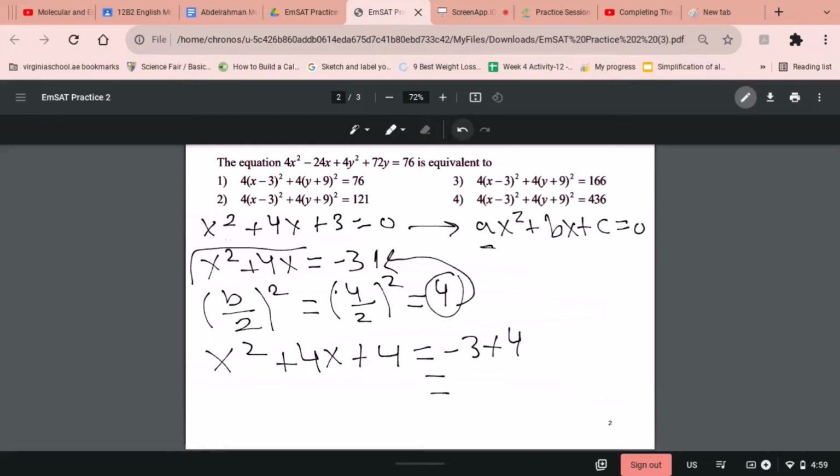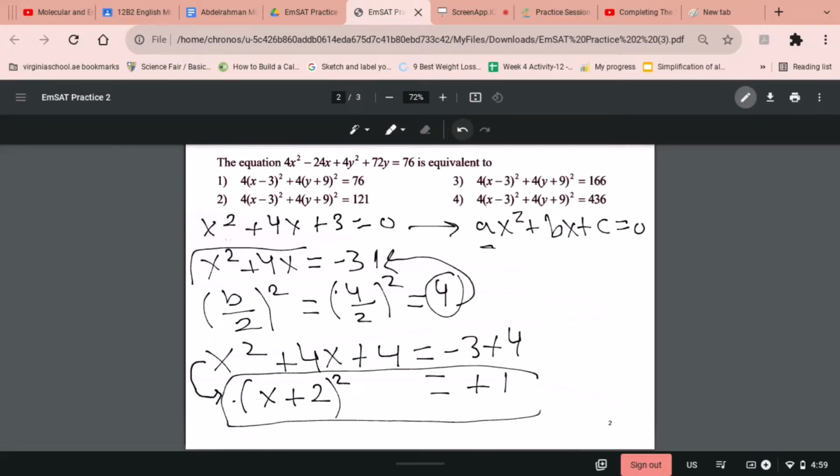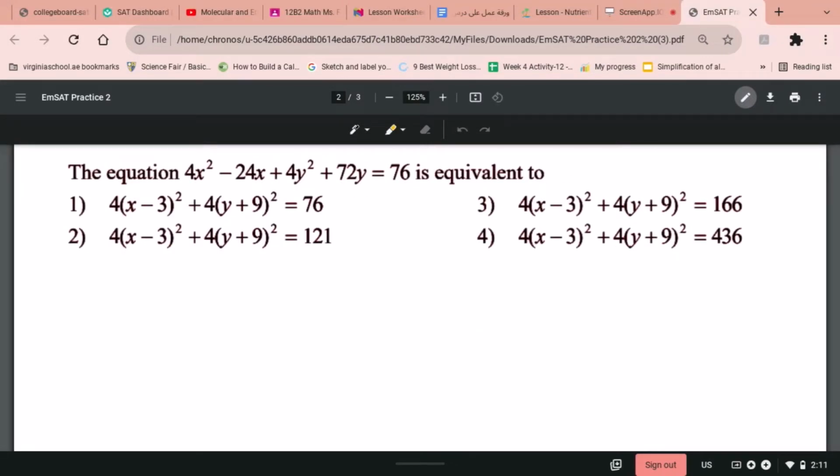So -3 plus 4, which is plus 1. And this we can make it into this form. X plus 2. We know that (x plus 2) squared is equal to x squared plus 4x plus 4. We stop at this step. We can complete and we get the value of x. We can take the square root of both sides, and we get the values for x1 and x2. But this is not the purpose of this video, because this question does not need the value of x. Then we get back to the main question.